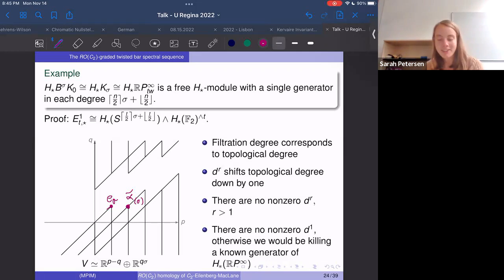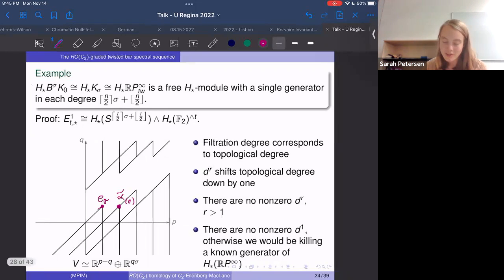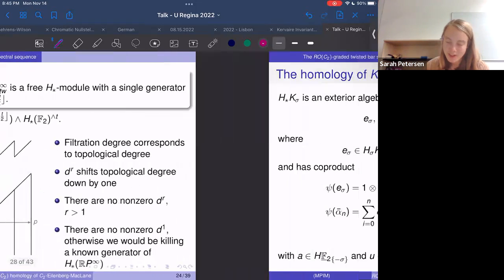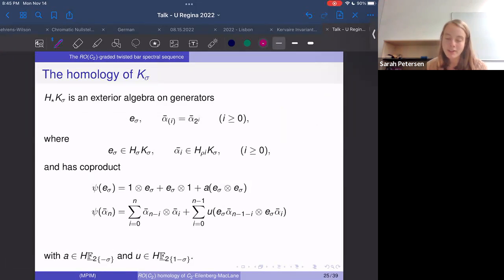And this should remind us notationally of the homology of RP infinity. If one does a little bit more work, you can deduce that the homology of K sigma is in fact exterior on these generators, E sigma and alpha bar parentheses i. You can also compute their coproduct. Their coproduct is a bit more complicated than in the non-equivariant case. Specifically, you have terms where these elements A and U in the homology of a point show up. So that's one thing that's different.